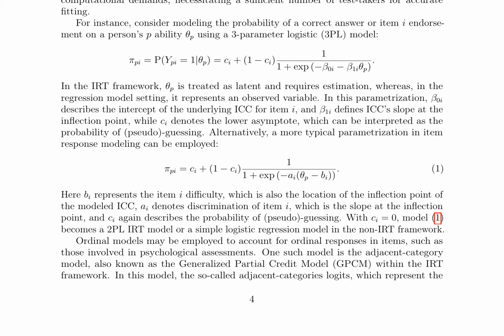Alternative parametrizations, such as the 2PL IRT model or the adjacent category model, can be employed to account for different types of item responses. The SIA application provides a flexible and comprehensive framework for item response analysis, allowing users to integrate various models and approaches to evaluate measurement validity and reliability.